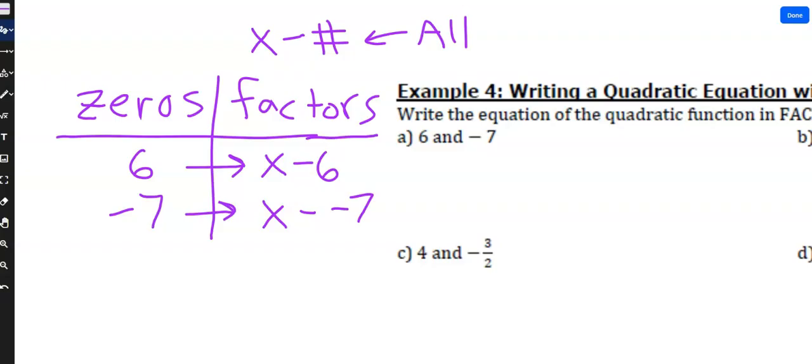What happens when you do the double negative? Oh, that's what he means. That's why it turns into plus. That's right. So now I have my factors.